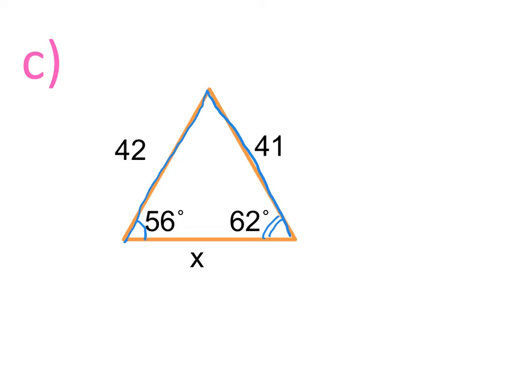Talk to me. What I looked at, I wanted to try to find the angle. Okay, I like everything you're saying. Talk to me. So I added 56 plus 62, and then I did 180 minus that, and I got 62. And so that equals 62. So now you know that the 41, that's the base, because the base angles are congruent.